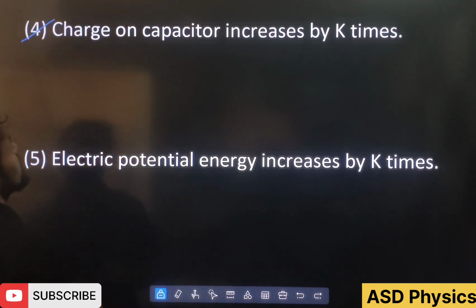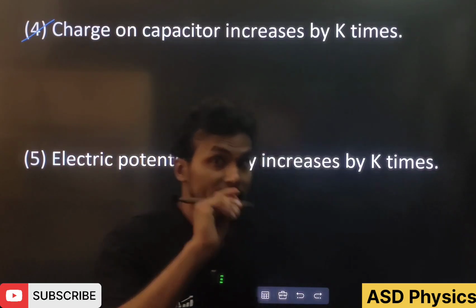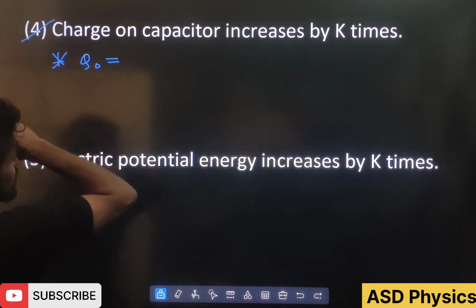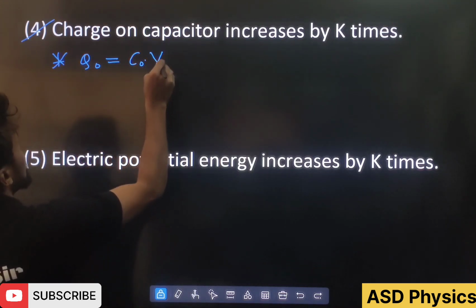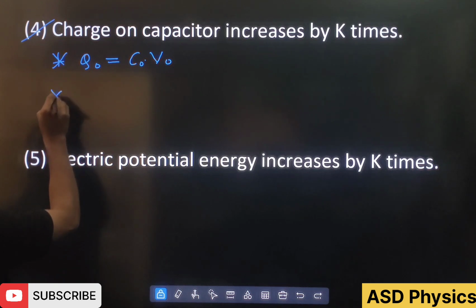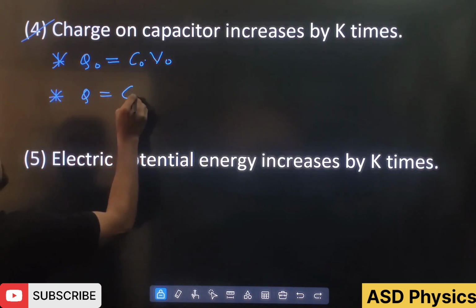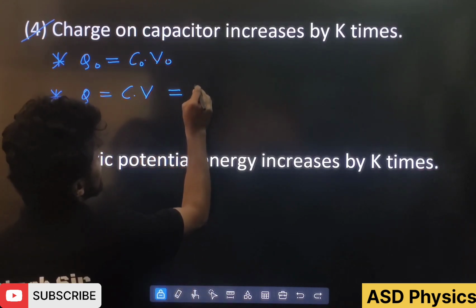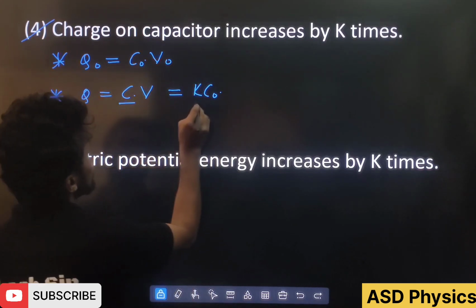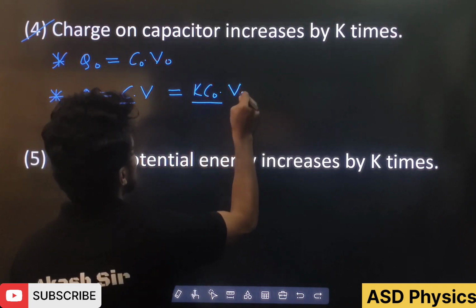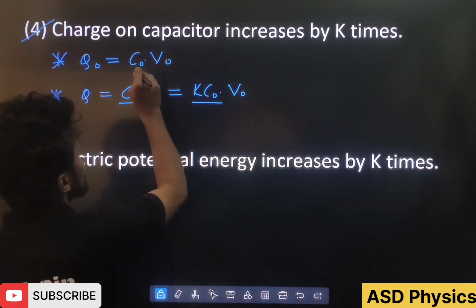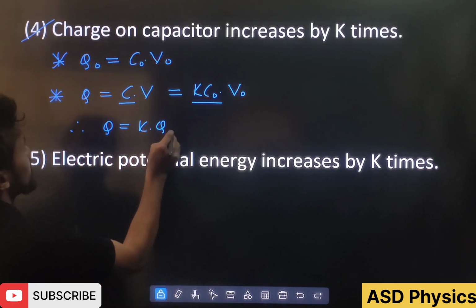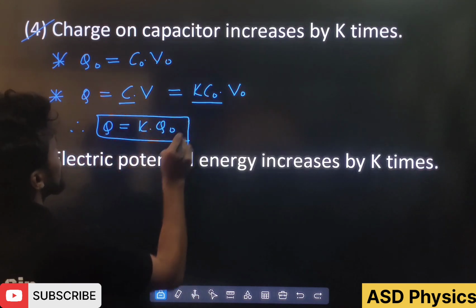Now, fourth one, charge on the capacitor increases by K times. How can we tell? Initially, before the insertion of the dielectric, Q naught is given by C naught into V naught. After the insertion of the dielectric, this will become C into V. You know very well the value of C is K C naught, and the potential is not changing, V equals V naught. And C naught V naught is Q naught. Hence we can tell that Q is given by K Q naught. The charge will increase by K times.